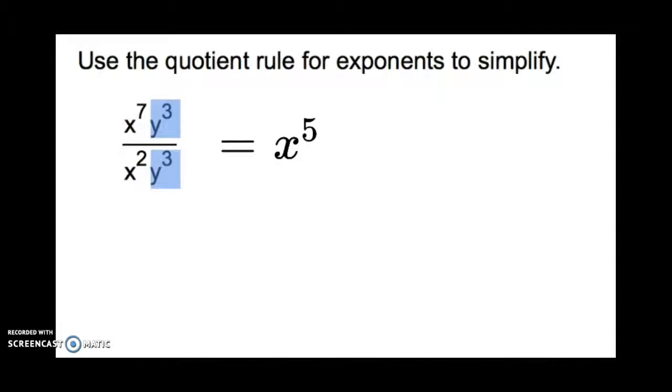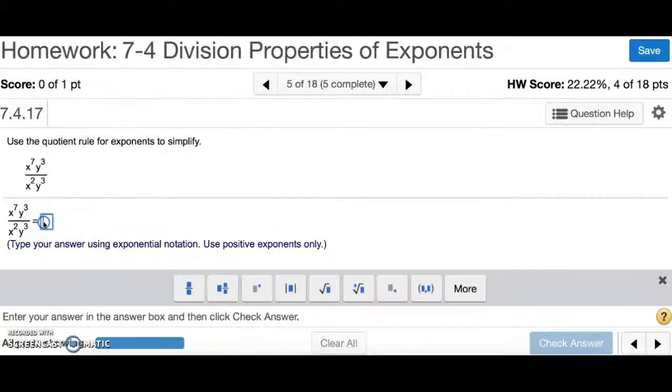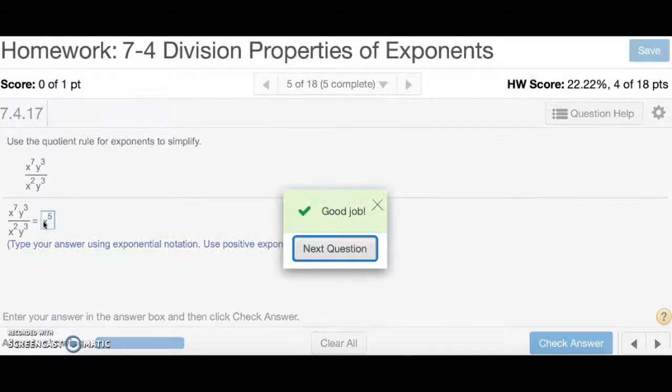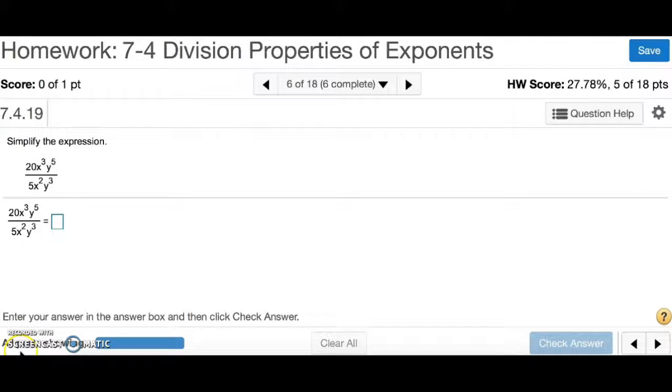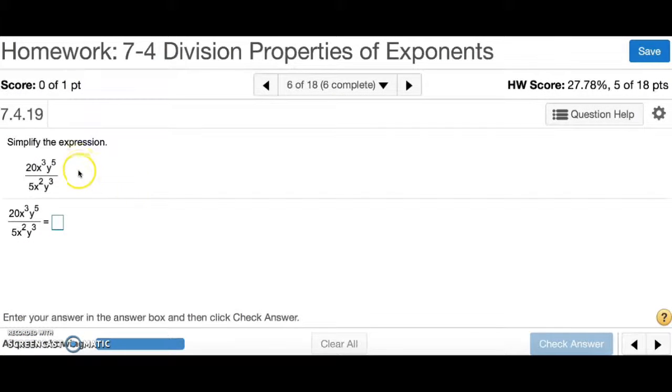Now let's take a look at the y's. Notice how these are exactly the same for both the top and the bottom. Exponents are the same, bases are the same. So that means this all just becomes 1, so there are no more y's. So my answer is just going to be x to the 5th power. So I'm going to type in x to the 5th power. That's number 5. Number 6, it is again asking you to simplify the expression.